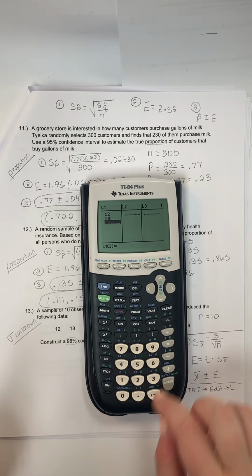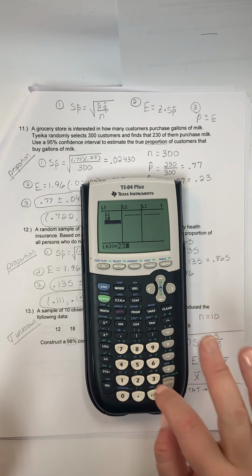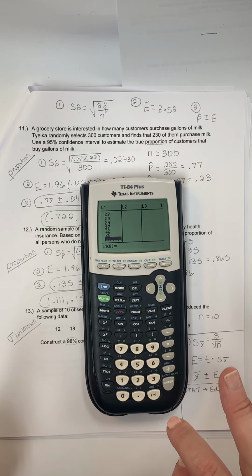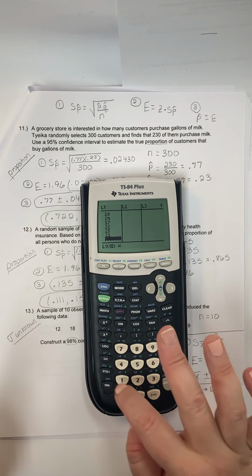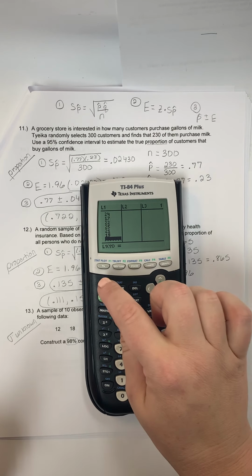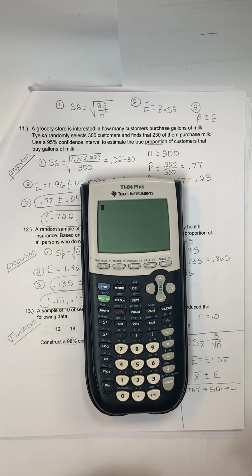12, 18, 23, 20, 24, 17, 22, 25, 21, 19. Okay, all 10 numbers went in there. There should be 10. Our sample size is 10. Now we're going to quit. Okay, so now we quit.